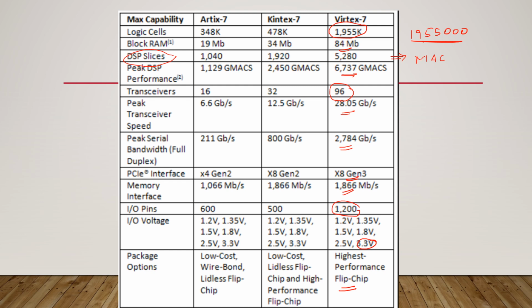Whereas Artix is a low cost wire bond lidless flip chip, and Kintex is low cost. It is also high performance. When compared to the 3, Virtex is the highest performance chip. So with this comparison, I'm completing the second commercially available FPGA, that is the Xilinx FPGA. Thank you.